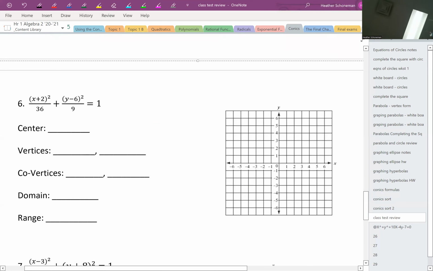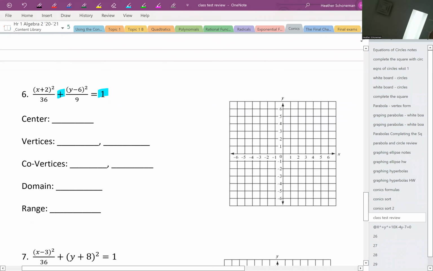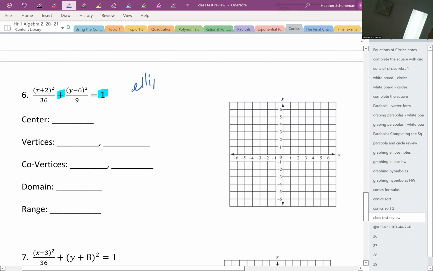Okay, this one right here, this has got a plus sign, and it equals a 1. When it's a plus sign and it always equals a positive 1, then it has to be an ellipse. The center is the opposite of what's in the parentheses, so we have negative 2, 6. So we go to negative 2, 6.